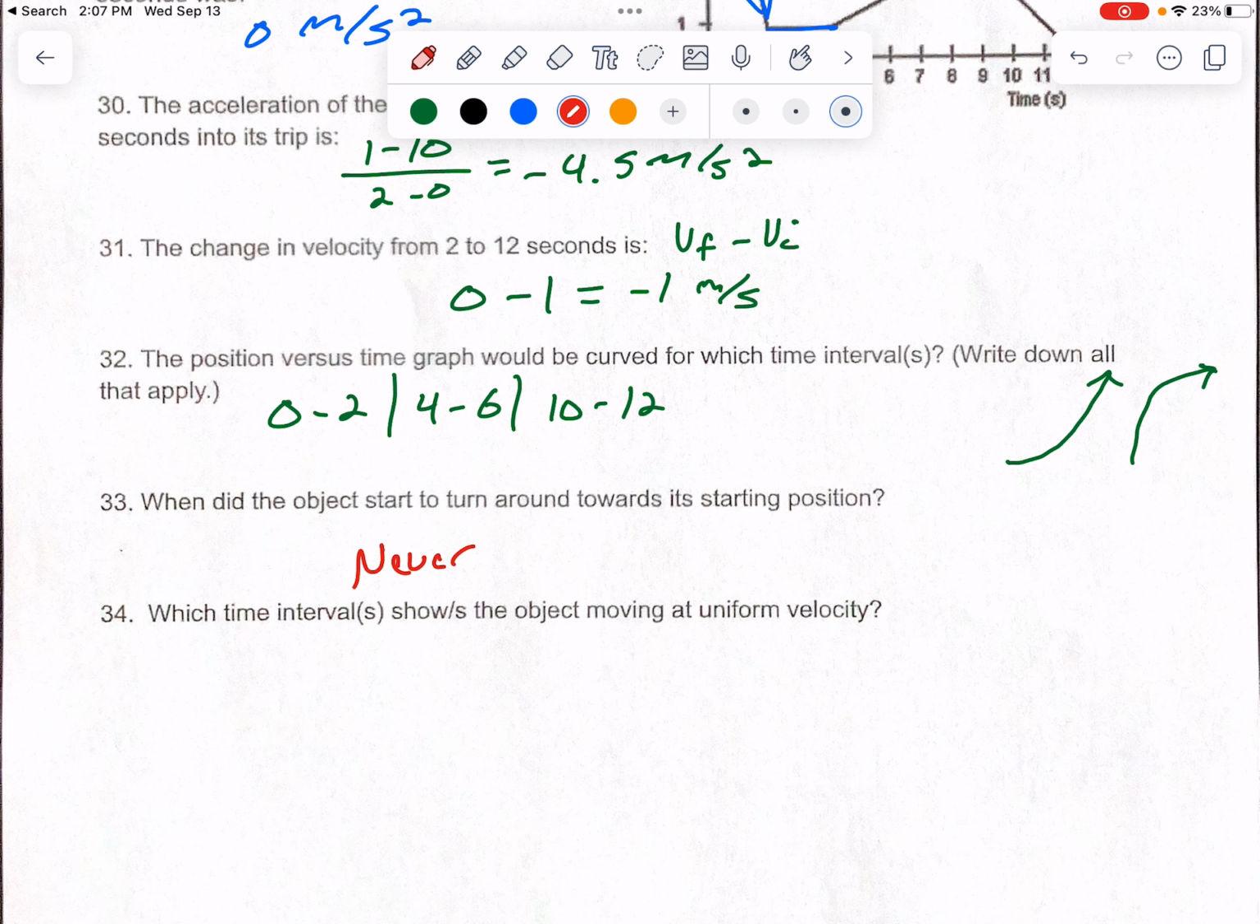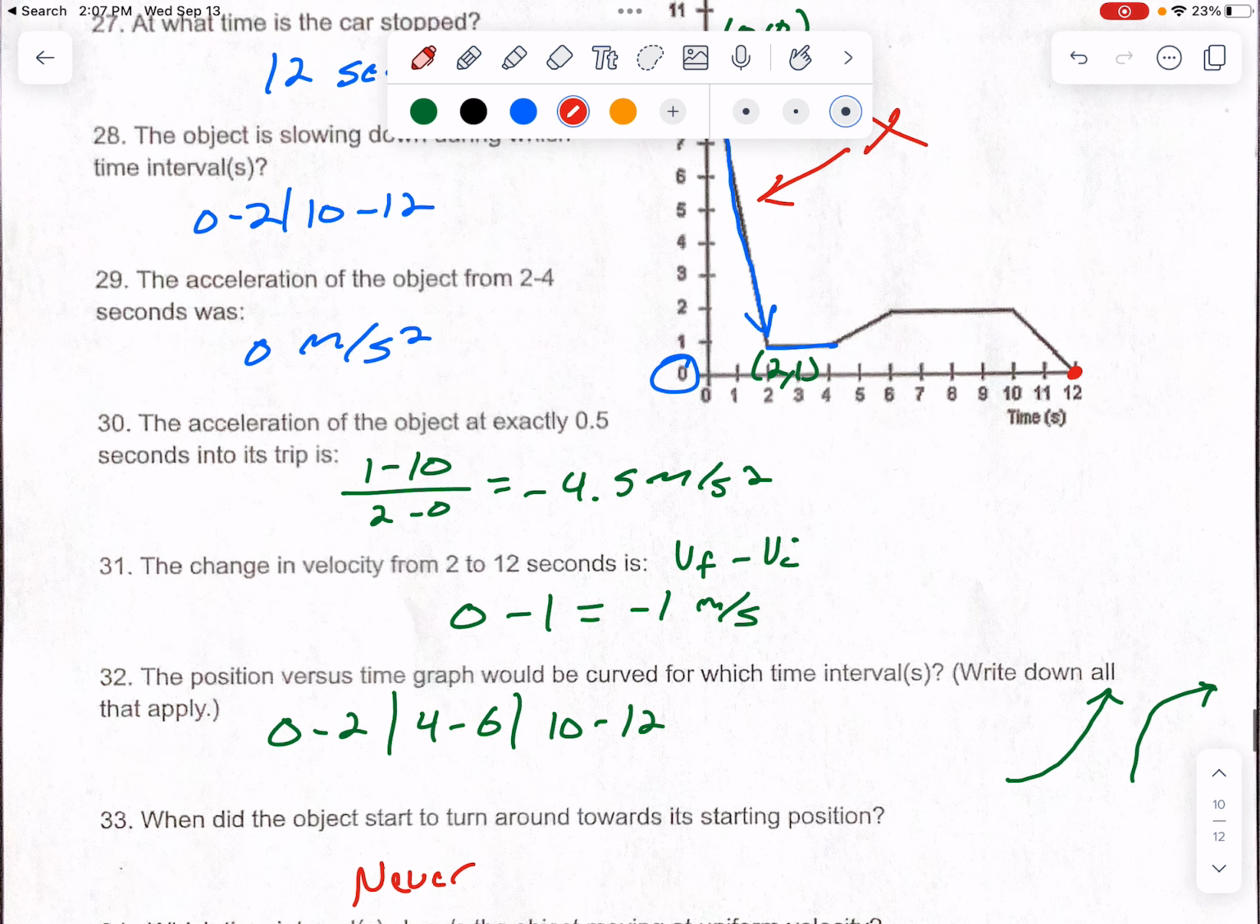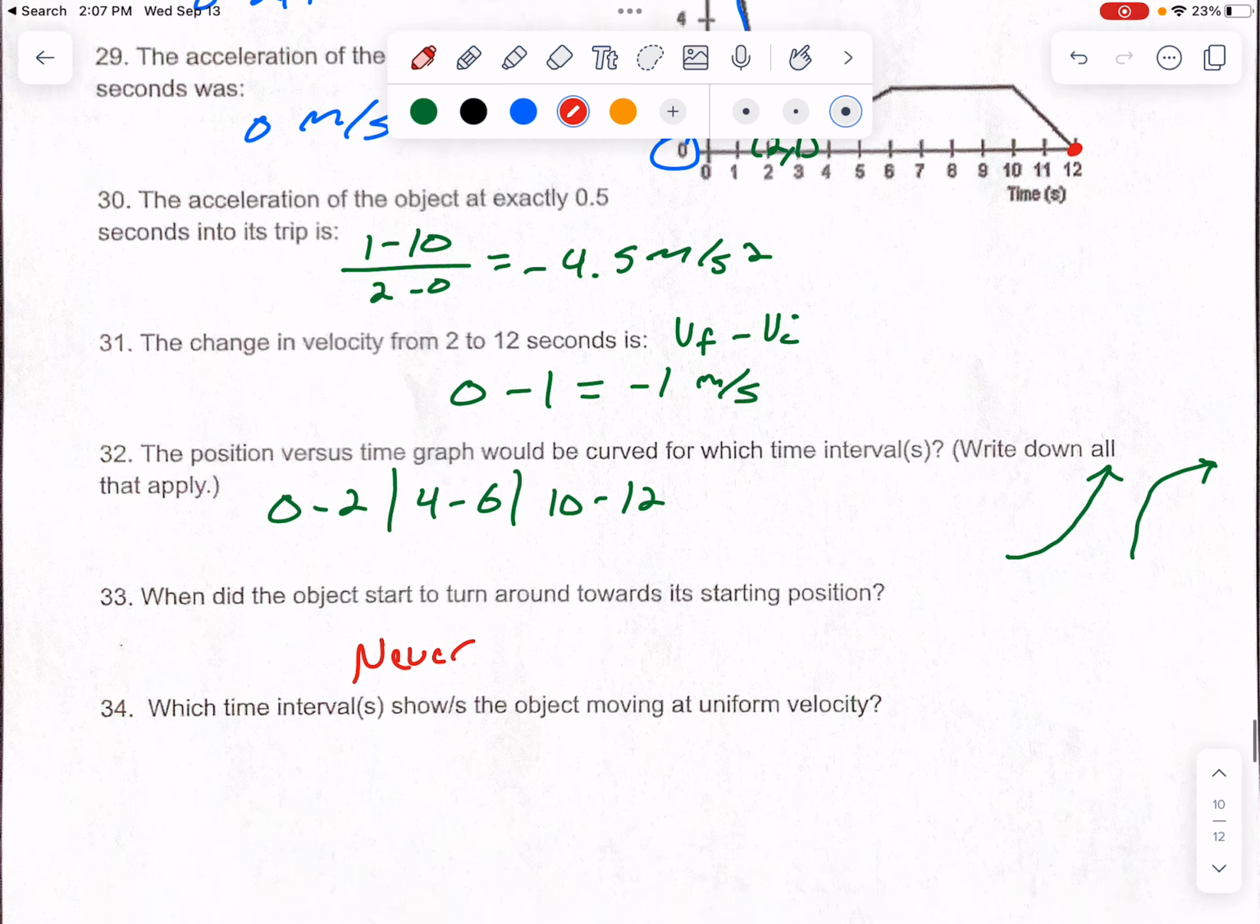Which time interval shows the object moving at uniform velocity? That just means constant. So you're just looking for flat lines. That would be from 2 to 4 and 6 to 10.